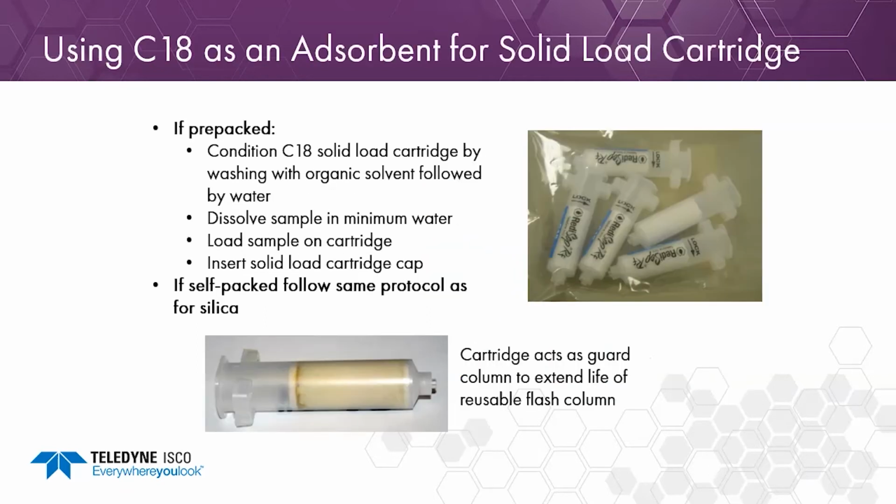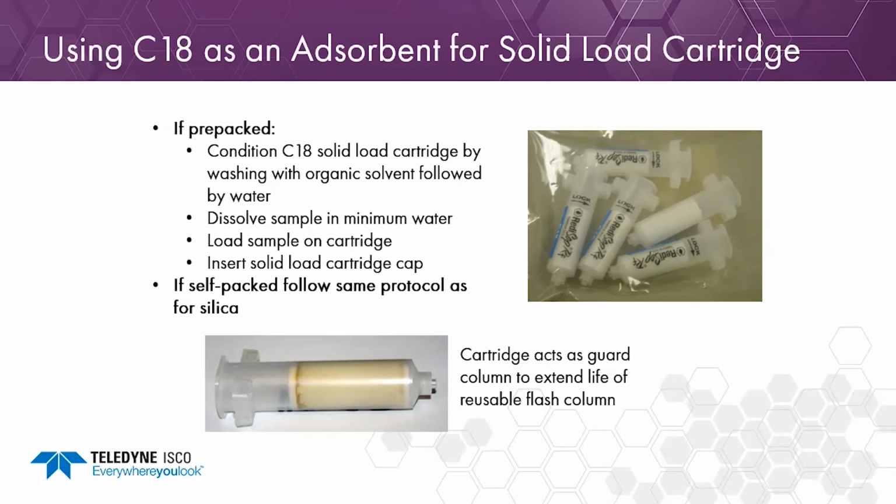We're going to go through some examples in the reverse phase for flash using C18 as an adsorbent for the solid load cartridge. We have pre-packed, and you can also use your own C18 media in the user-packed or empty cartridges. If you're using the pre-packed, we do need to condition that C18. We want to wash it with organic solvent followed by water. Then we dissolve the sample in a minimum amount of water to load it onto the cartridge, and then insert the solid load cartridge. You're not going to be drying that like you would on the normal phase.